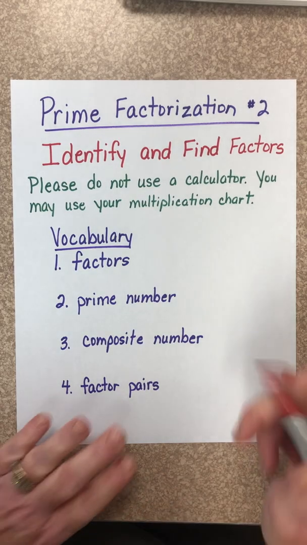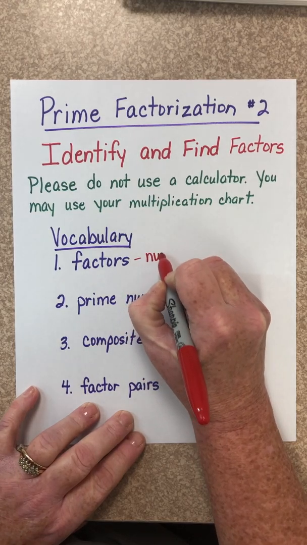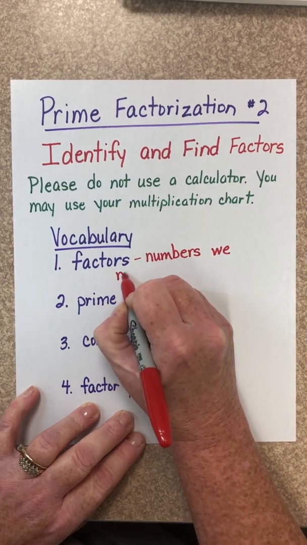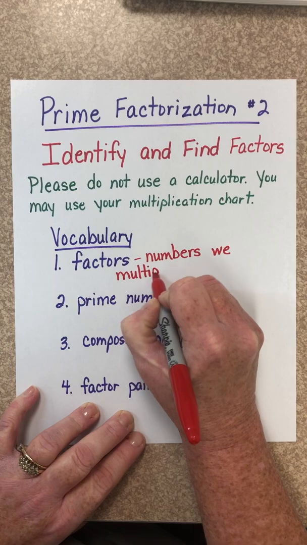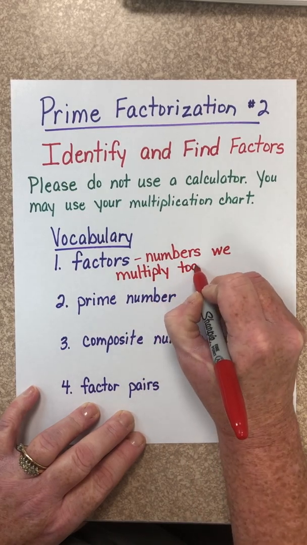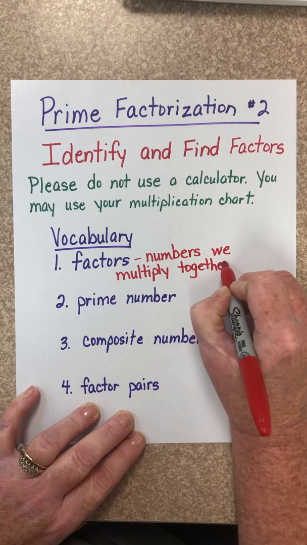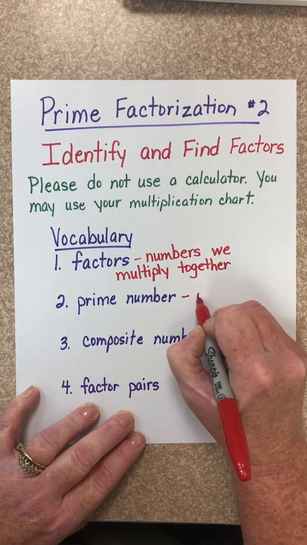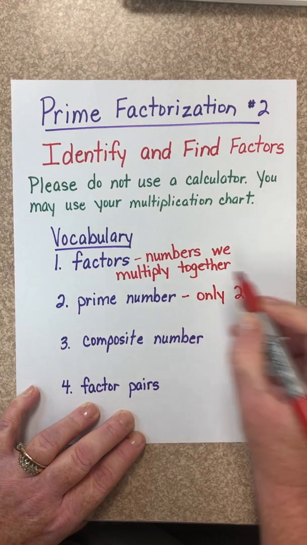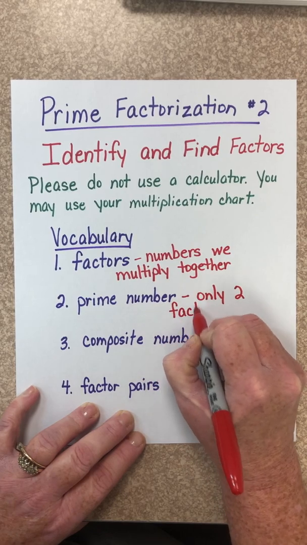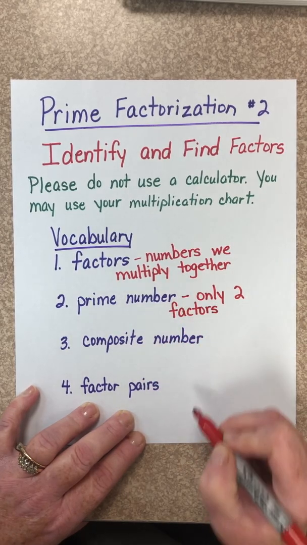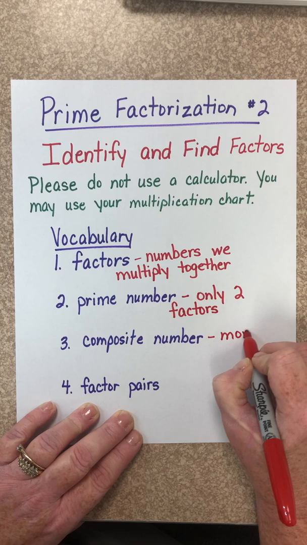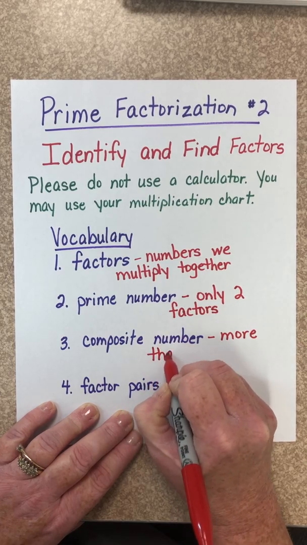Factors. Well, factors are numbers we multiply together. A prime number is a number that has only two factors. A composite number is a number that has more than two factors.